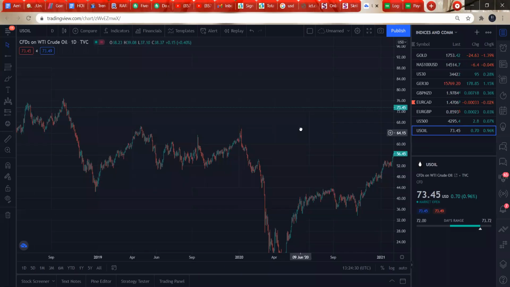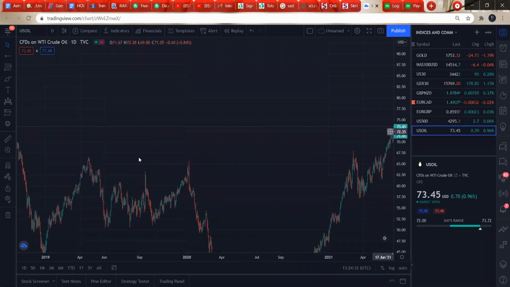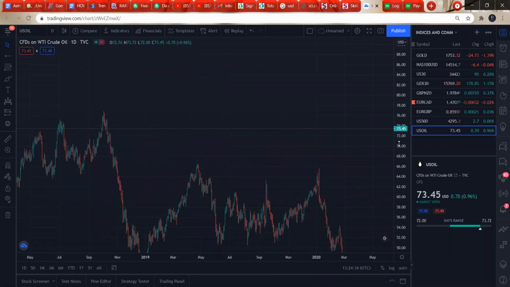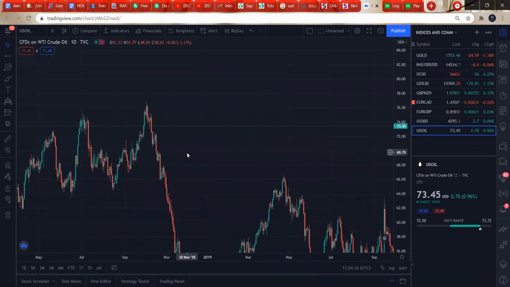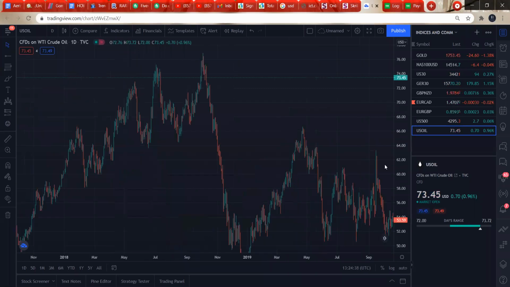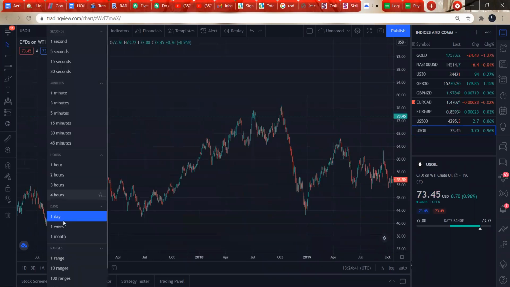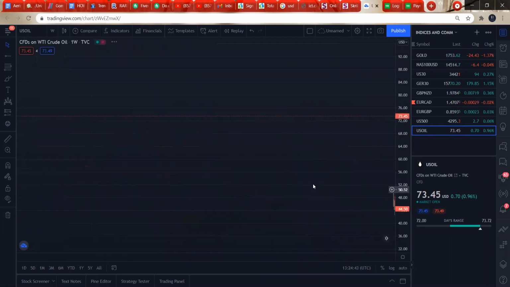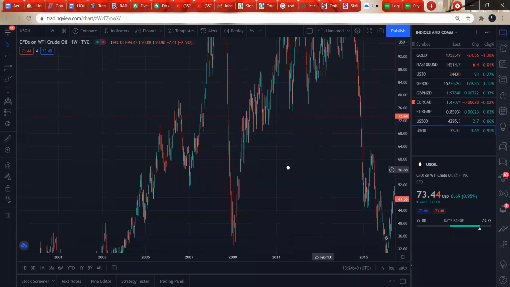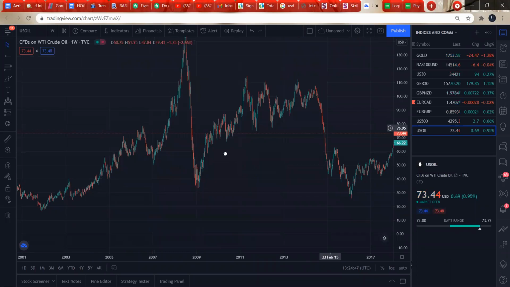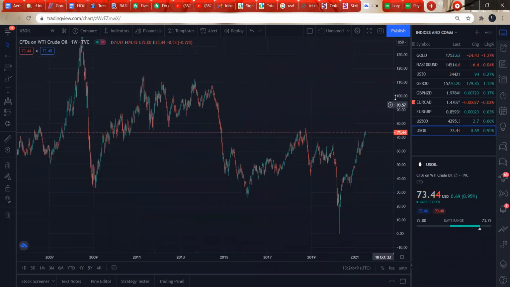And you also have oil, because it looks like it's going to reverse soon. This one. Let me just go to the weekly, and then on the broker, oil. US oil or something. If it's not US oil, it will be WTI oil.